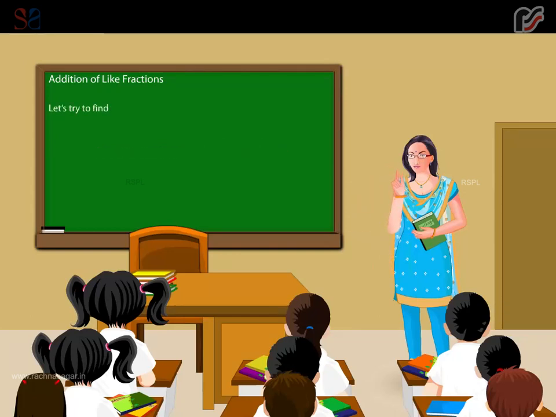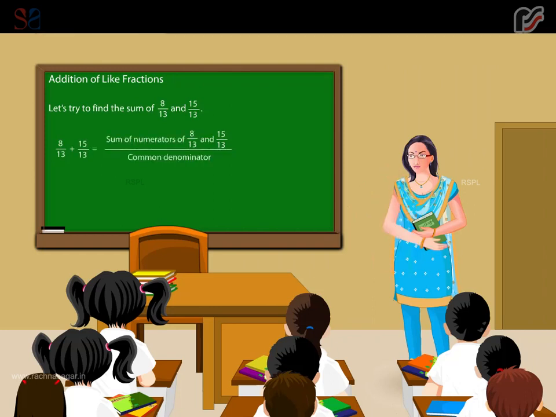Let's try to find the sum of 8 by 13 and 15 by 13. 8 by 13 plus 15 by 13 is equal to the sum of the numerators of 8 by 13 and 15 by 13, whole divided by the common denominator, which is equal to (8 plus 15) by 13, which is equal to 23 by 13, which is equal to 1, 10 by 13.